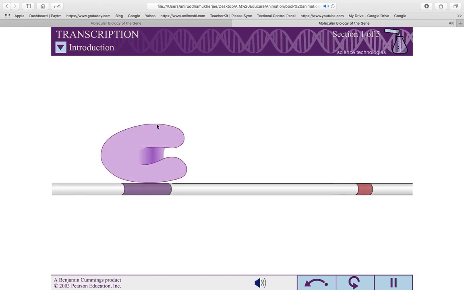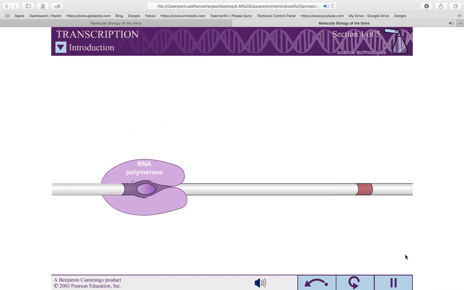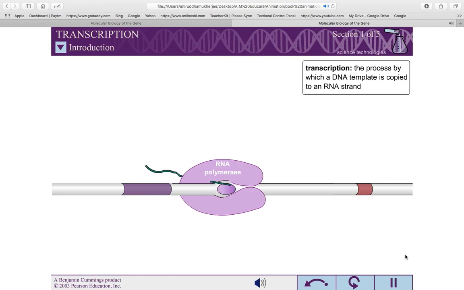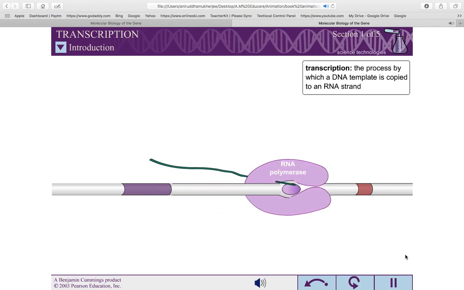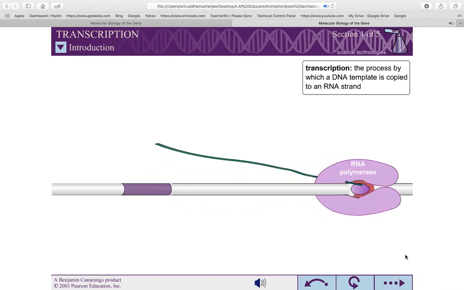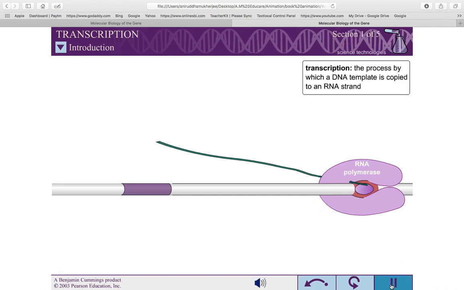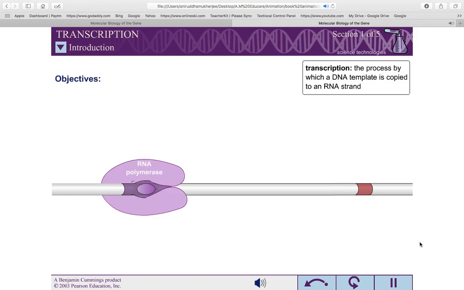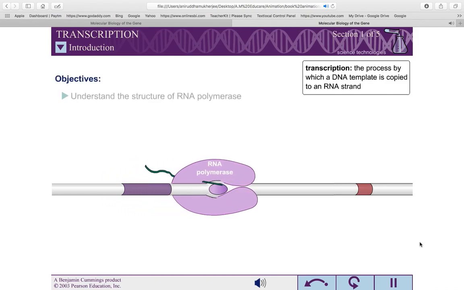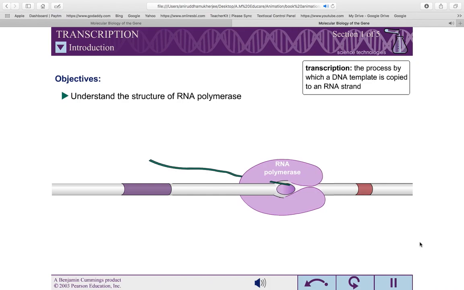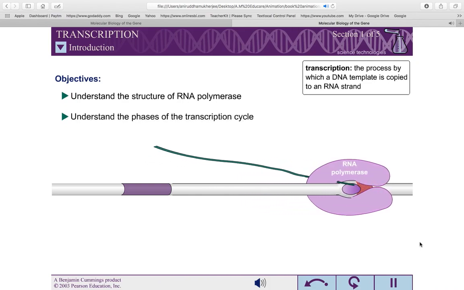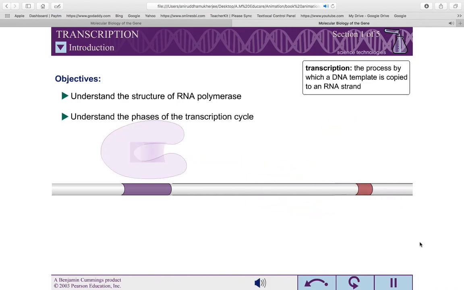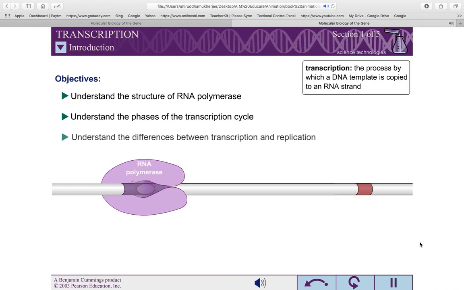Transcription is the process by which a DNA template is copied to an RNA strand. The primary enzyme of transcription is RNA polymerase. When you have completed this exercise, you should understand the structure of RNA polymerase, understand the phases of the transcription cycle, and understand the differences between transcription and replication.